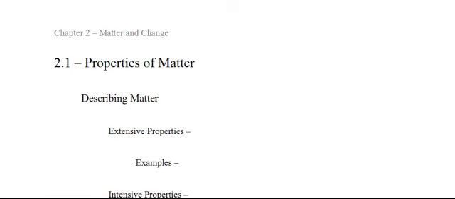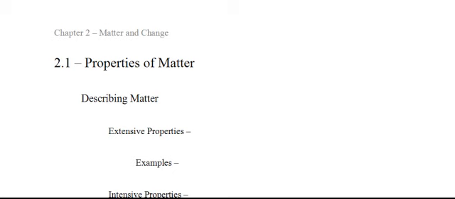And welcome to Chapter 2, Matter and Change. Hey, this is the first chapter where we're going to actually get into some of the content of the course, and the title, Matter and Change, is very appropriate because that's what chemistry is. Chemistry is the study of the properties of matter and the changes that matter undergoes. So we're going to actually start diving into how we describe matter.